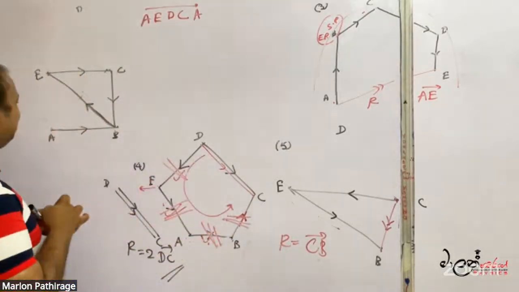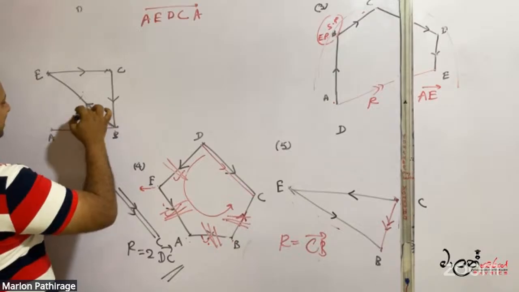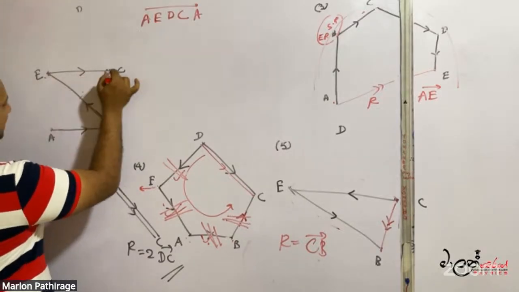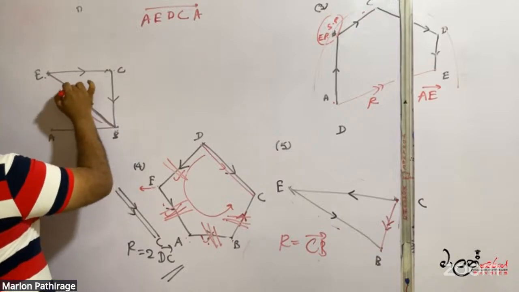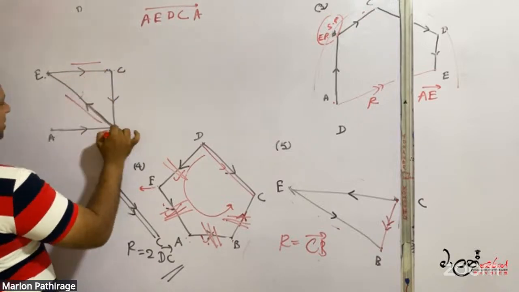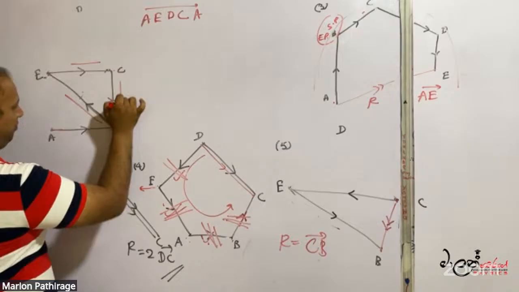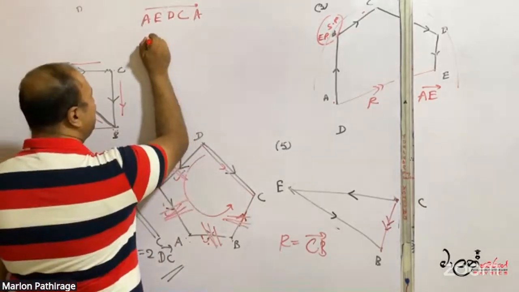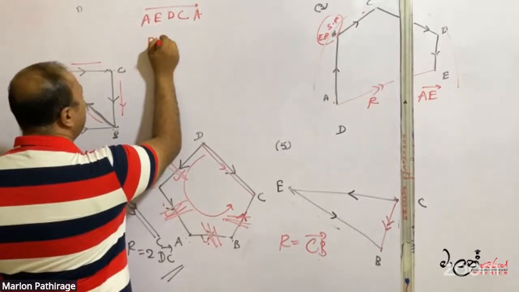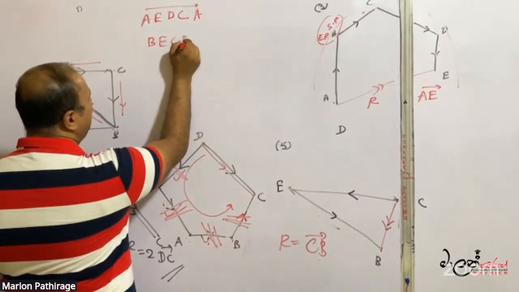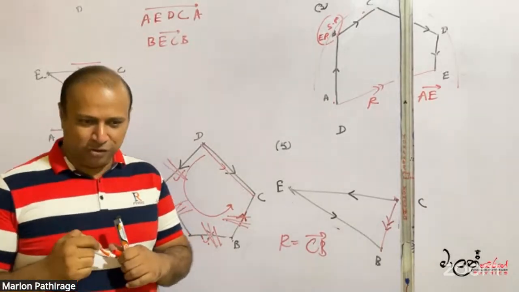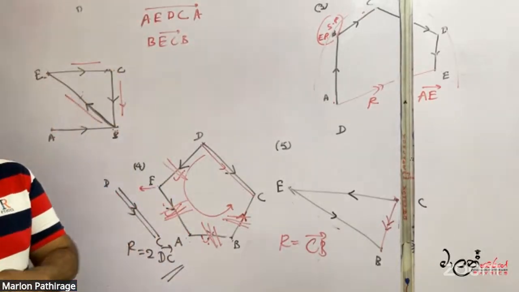Now the second closed loop is this one. The second closed loop is B E C B. Therefore, all the vectors in those closed loops will separately be zero.